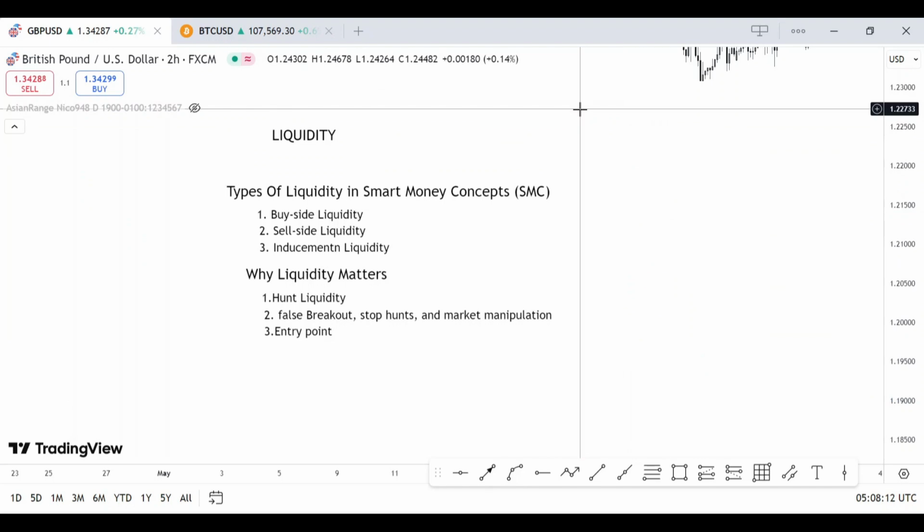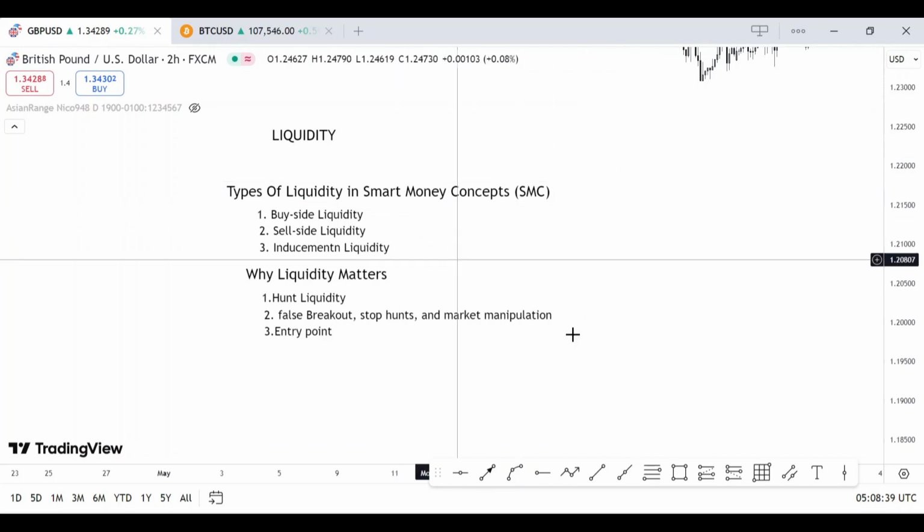It helps you identify false breakouts, where stop losses are supposed to be placed, how market manipulation works, and your entry point. So you can't just enter into the market randomly. Liquidity acts as a form of confluence for your entry point, for you to get a perfect setup. So let's go to the chart and I'll show you an example of all this playing out.